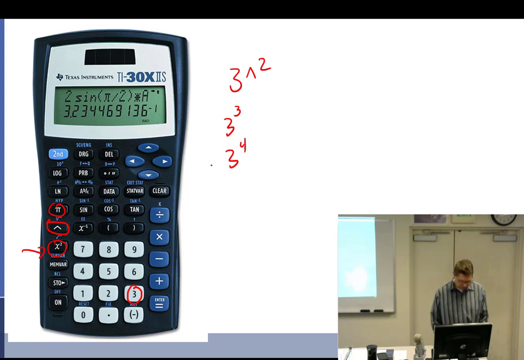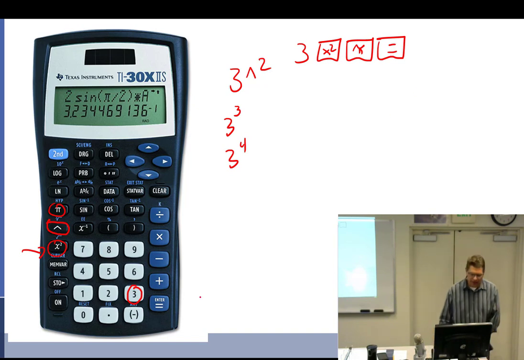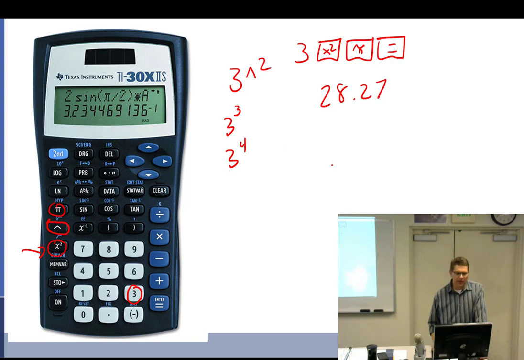So it's 3. So 3x squared times pi equals. That's exactly it. 3, then I hit the x squared, then I hit the pi, then I hit equals. And my answer is 28.27, and that is inches squared. Square inches, that was what I wanted to know.